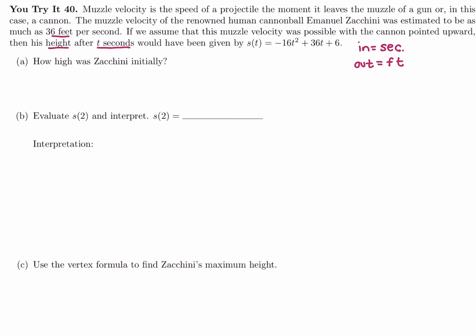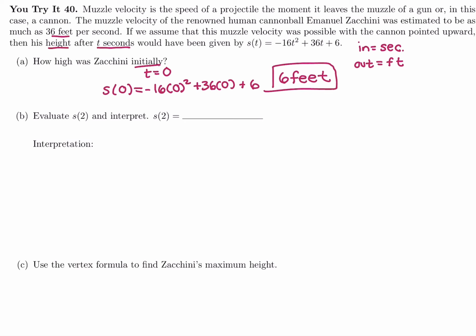So we're doing some zucchini that we're projecting out of here. It says, how high was zucchini initially? So we have our human cannonball, we have zucchini in there, and we're sending him out as a human cannonball. Initially, for anything, no matter how strange the word problem might be, is whatever times 0 is. What's the initial height? If we plug in s of 0, we'd have negative 16 times 0 squared plus 36 times 0 plus 6. So initially, he's 6 feet off the ground. The cannonball isn't flat to the ground. It's 6 feet up in the air in the cannon.